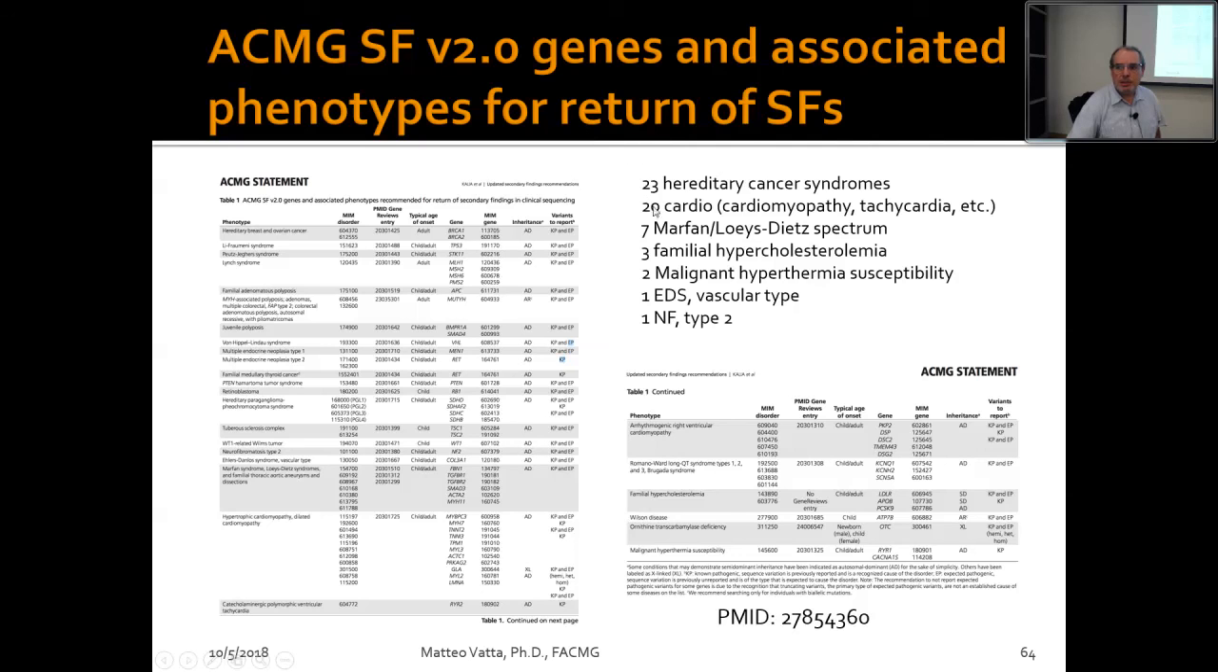You don't need to read it, but just going through this list, those are genes covering hereditary cancer, cardiovascular diseases, usually cardiomyopathies or arrhythmias. Also, 7 genes in the spectrum of thoracic aortic aneurysm syndromes like Marfan syndrome and Loeys-Dietz. Also, 3 genes for familial hypercholesterolemia, malignant hyperthermia, Ehlers-Danlos syndrome, and neurofibromatosis. Those are all the genes for which, if a clinical laboratory finds a clinically actionable, likely pathogenic or pathogenic variant, they are required to disclose it to the physician, who has to disclose it to the patient.